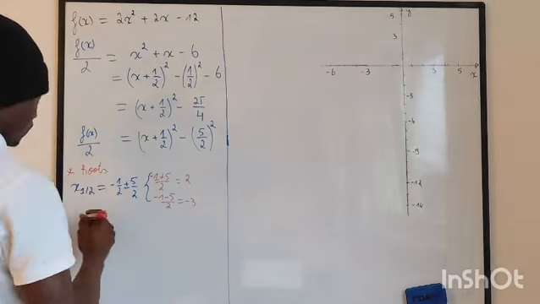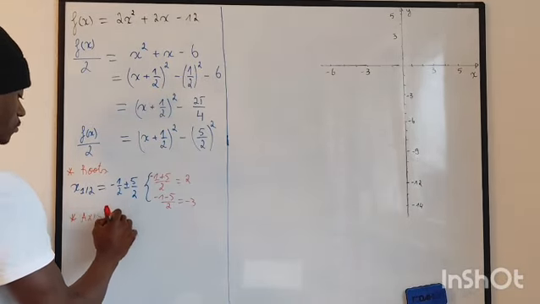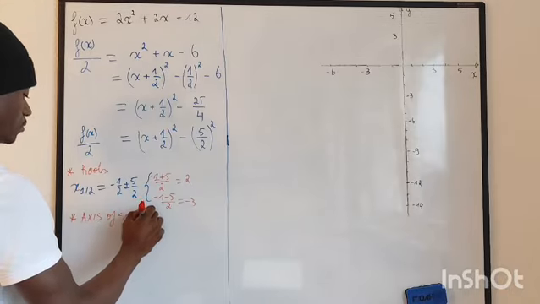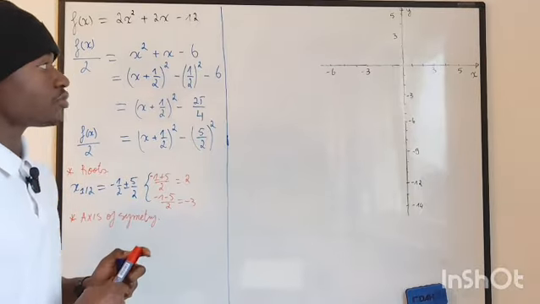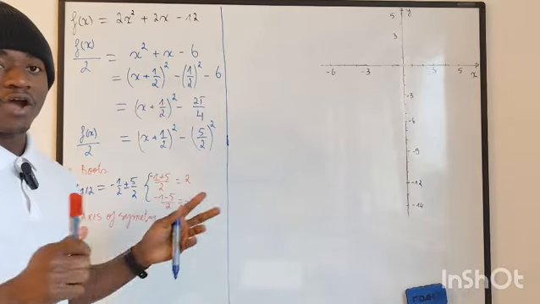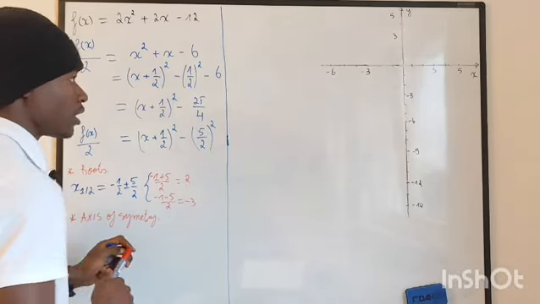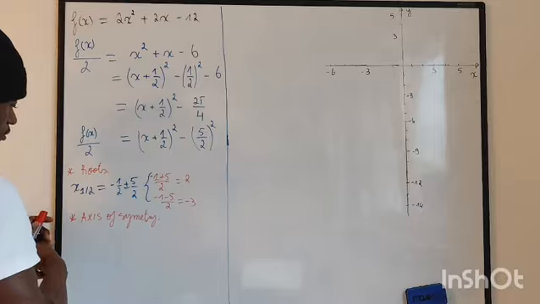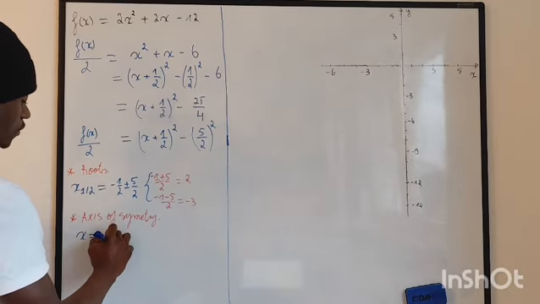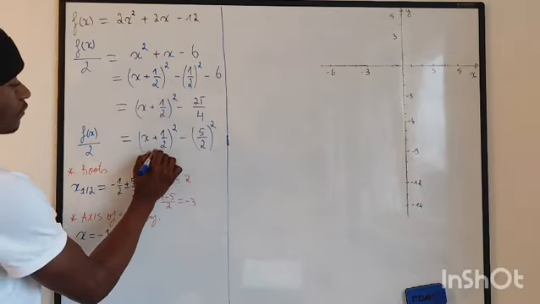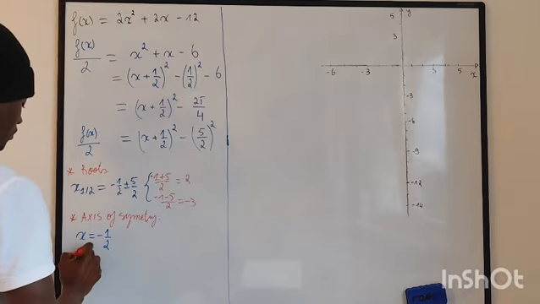And then we have the axis of symmetry. In fact, the axis of symmetry is a straight line that divides the parabola into two identical mirror image halves. And it has the equation x equals minus 1 over 2. That is in fact the negative of what stays with x in the square. Next comes the vertex.